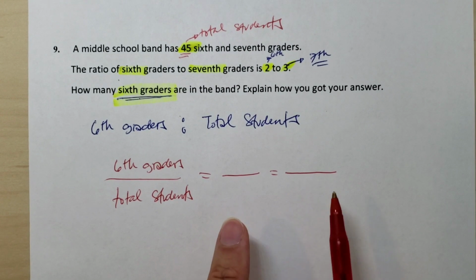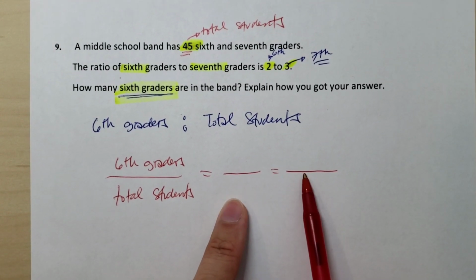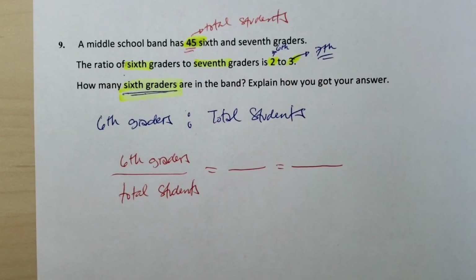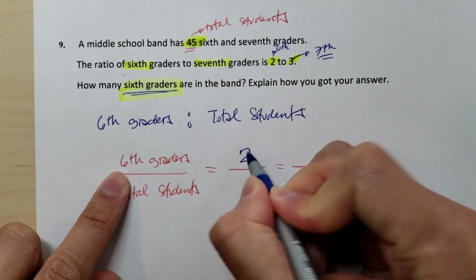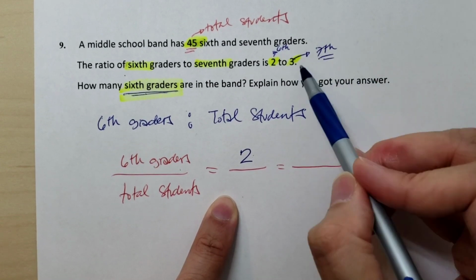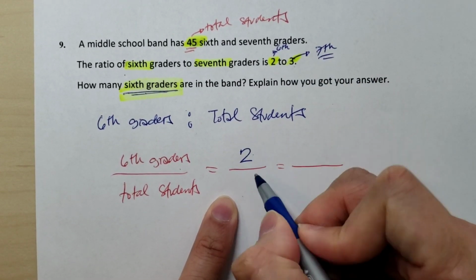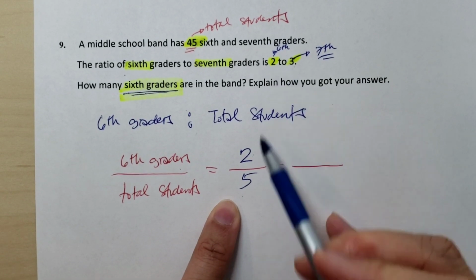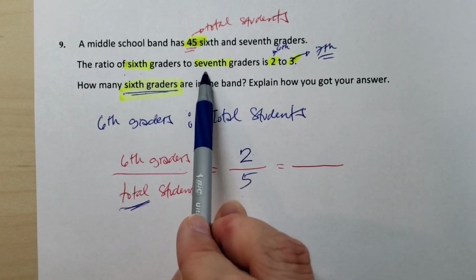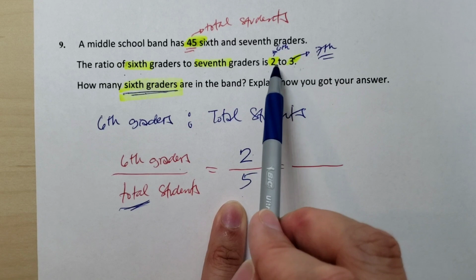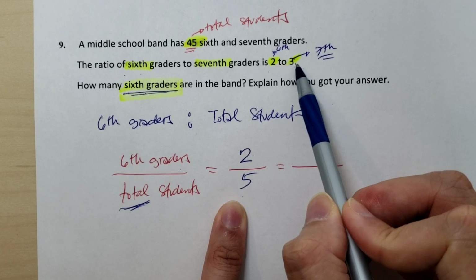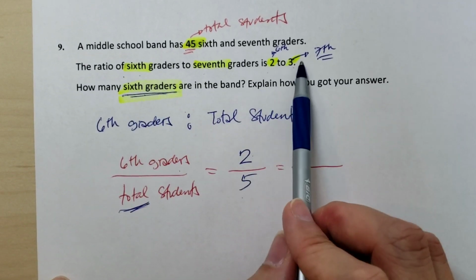Now, remember, we're finding the equivalent ratios. So it says the ratio of 6th graders to 7th graders is 2 to 3. So that means there's 2 6th graders for every how many total students? Is it 3? No, it's not. Because 3 represents the 7th grade. It should be 5. Because 2 plus 3 gives me 5. Because remember, we're talking about total students. And the 6th graders to the 7th is 2 to 3. If you add them up, there's 5 total students in the band for this ratio. If you add them up, 2 to 5.